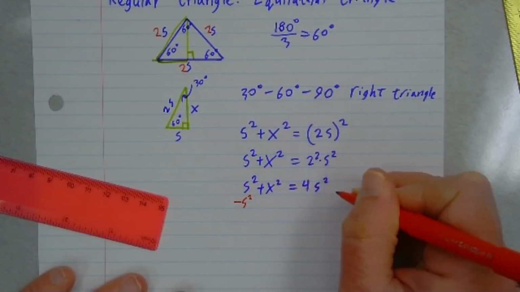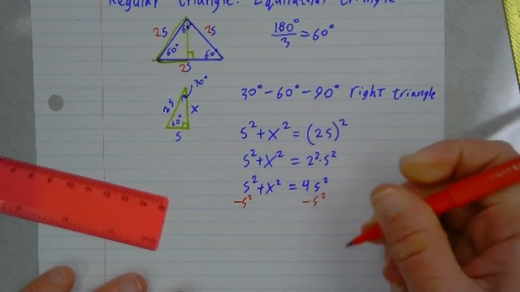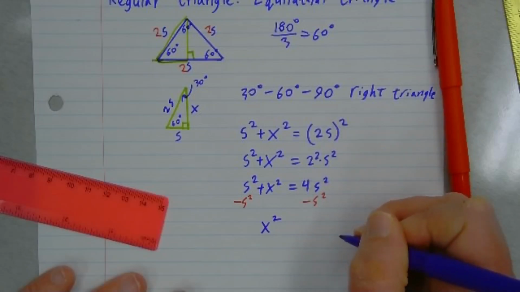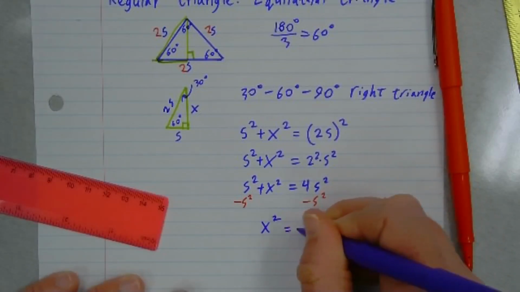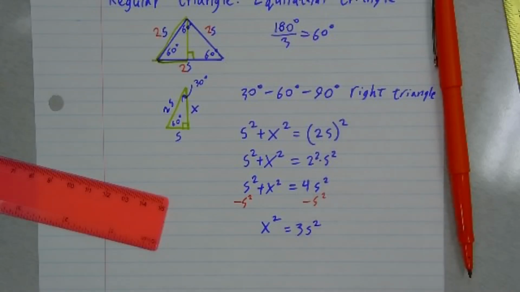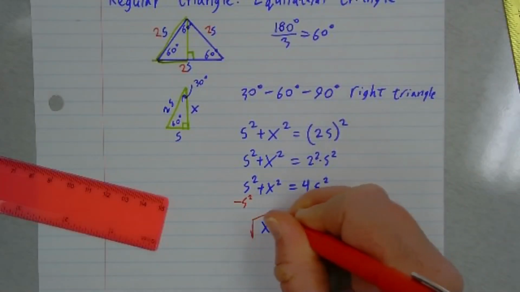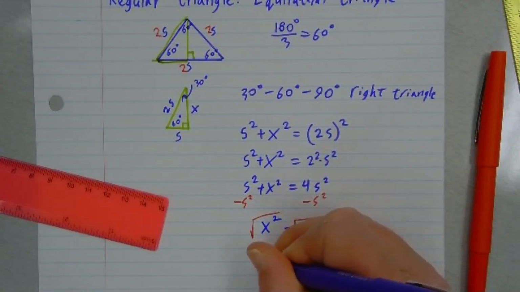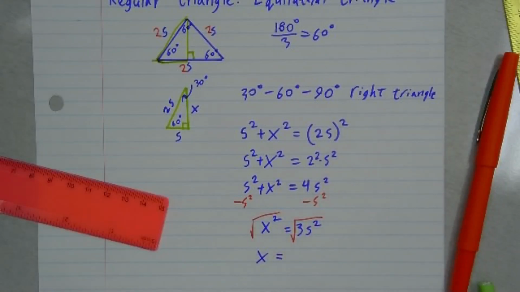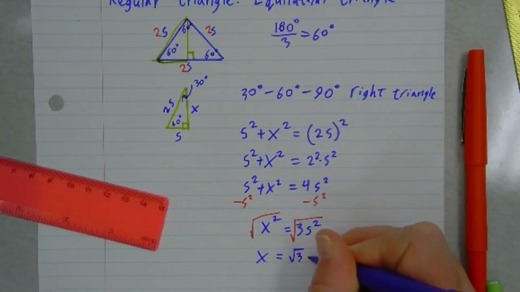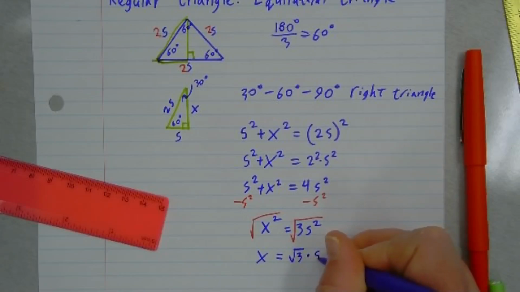I can subtract this from this side and this from this side, and I get that x squared, if I have 4s squareds and I take one away, I get 3s squareds. But I don't want to know what x squared is. I want to know what x is, so I can square root both sides. Square root of x squared is x, and square root of 3 is root 3. Square root of s squared is s.